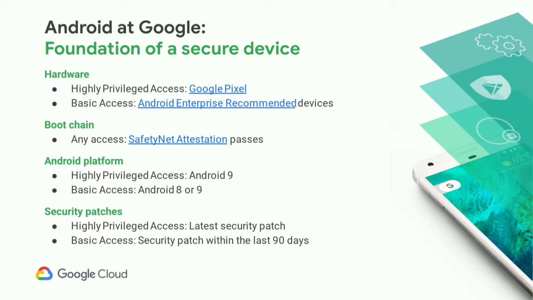And finally, security patches. For highly privileged access, we always require the device to be running the latest security patch. For basic access, we allow a longer window of security patch levels. Android Enterprise Recommended devices are required to provide patches at least every 90 days for 3 years. So this would be a reasonable baseline requirement for your company to set as a security patch requirement.